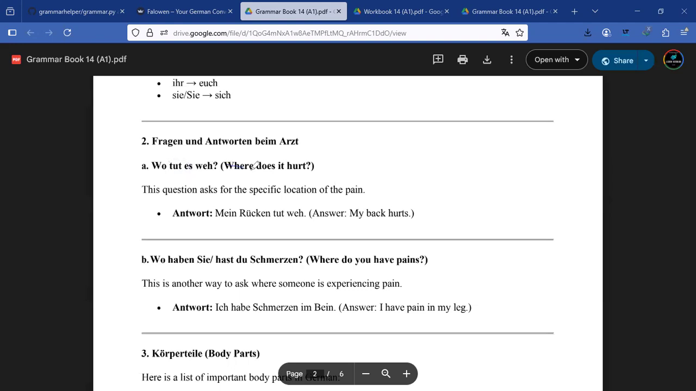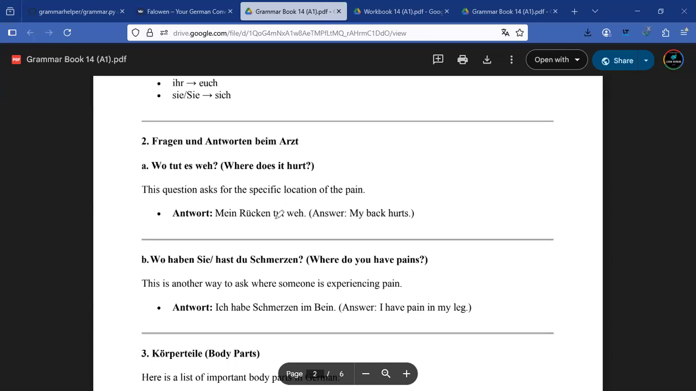So if I want to ask you, where does it hurt? It's going to be wo tut es weh. So where does it hurt? And this one is going to imply that what? Where does it hurt? And you can get the response, mein Rücken tut weh. That implies that my back pains or my back hurts.